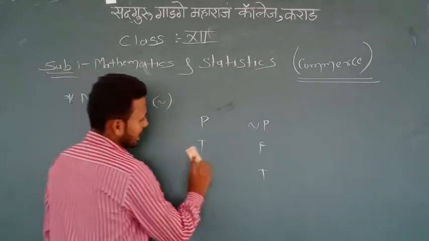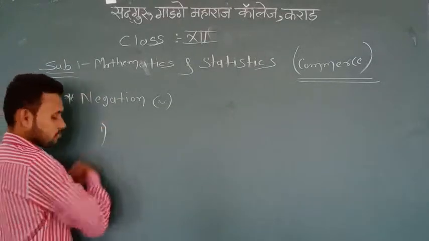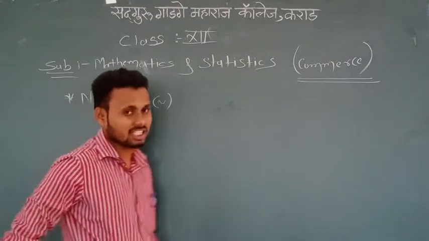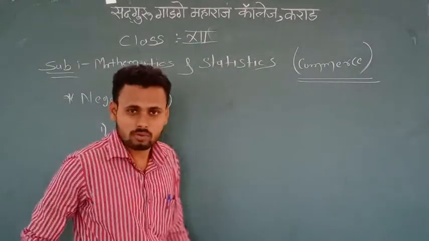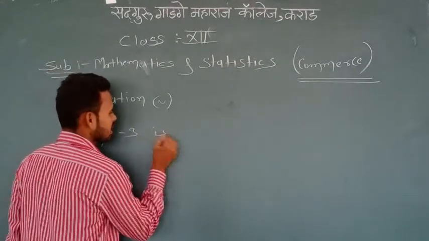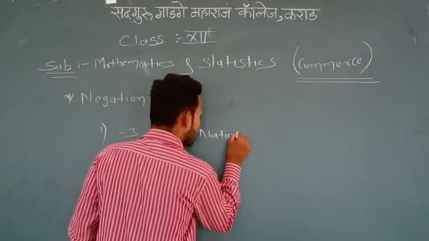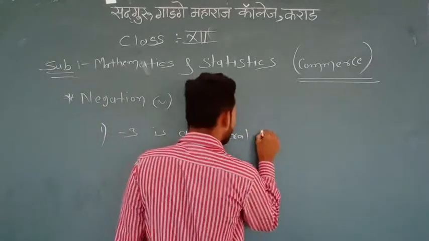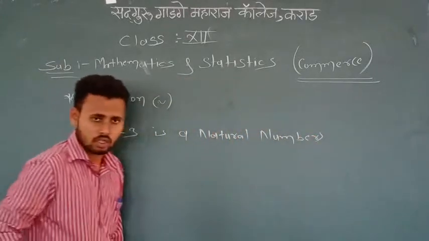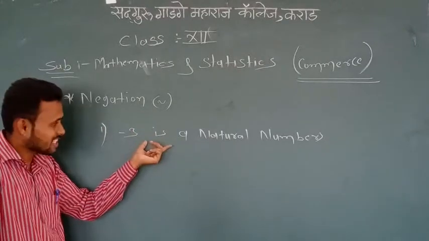Now let us take examples from exercise 1.3. Question number 1: write the negation of the following statements. First statement: -3 is a natural number. We have to write the negation of that statement.